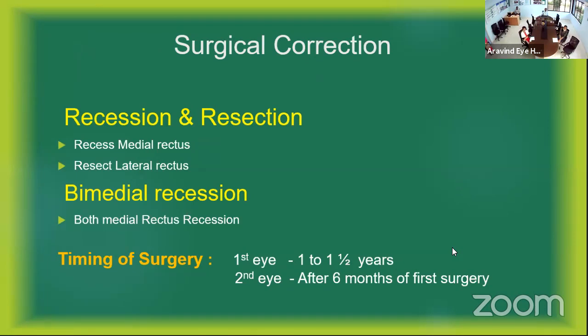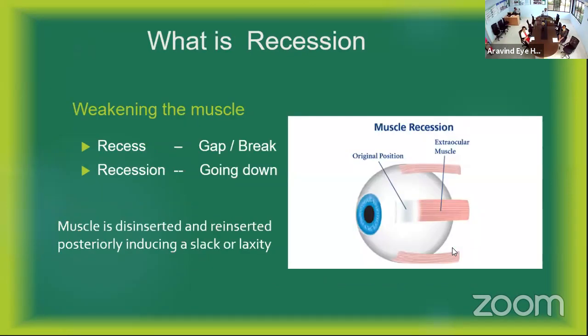And the second eye, if there is any residual ET which is very significant after the first surgery, we'll do it after 6 months. So now we'll just go into what are the basic surgeries. Recession and resections are the very, very basic surgeries. We'll just dwell into it.